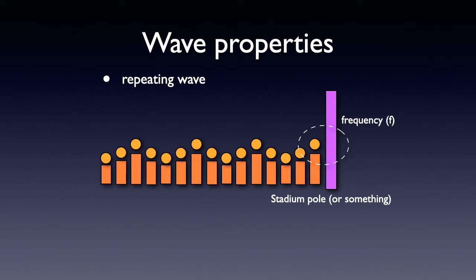The next is the frequency. So if I looked at how many of these displacements pass some fixed point every second, that would be my frequency. I use the symbol f for this. And so then we get this relationship between the velocity, the wavelength, and the frequency. The velocity of the wave is equal to the wavelength times the frequency. And that's true for any repeating wave.